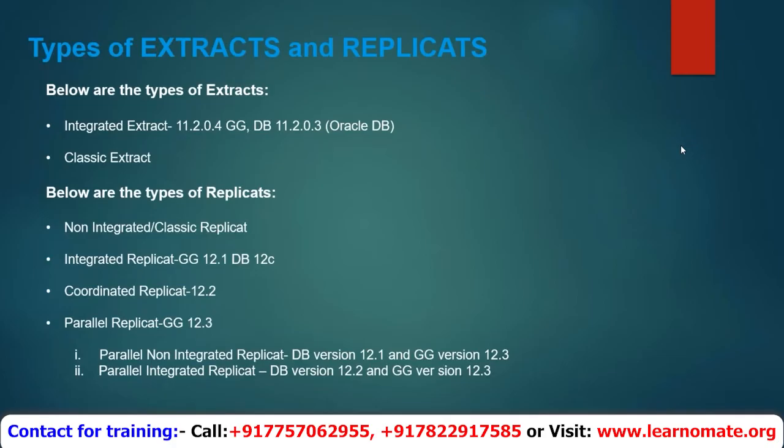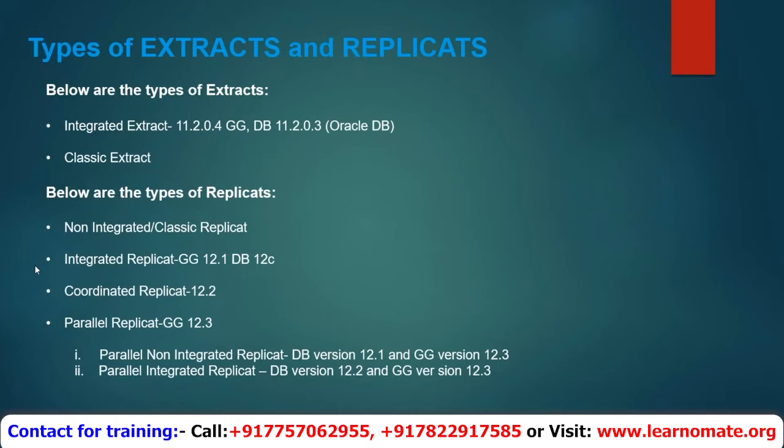So parallel replicate is of two types: parallel non-integrated replicate and parallel integrated replicate. Basically, the earlier ones, non-integrated and integrated replicate, which we discussed, are in non-parallel mode. When you run them in parallel mode, they are called parallel integrated or parallel non-integrated replicate. To use the parallel non-integrated replicate, your database version should be 12.1 minimum and GoldenGate version should be 12.3. For using parallel integrated replicate, the database version minimum should be 12.2 and GoldenGate version should be 12.3.